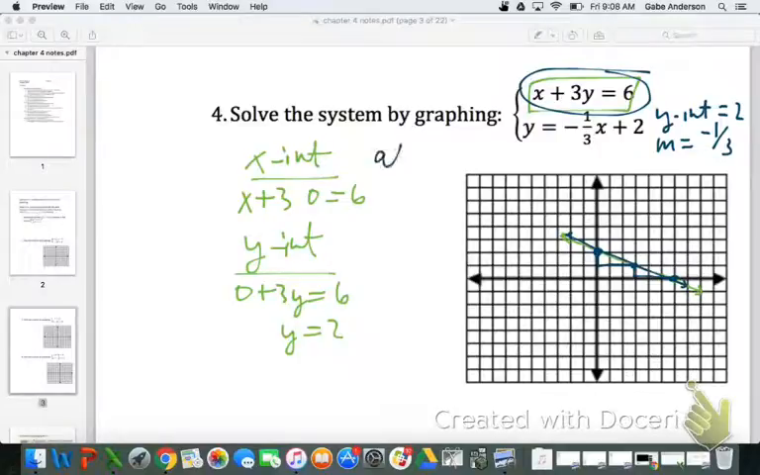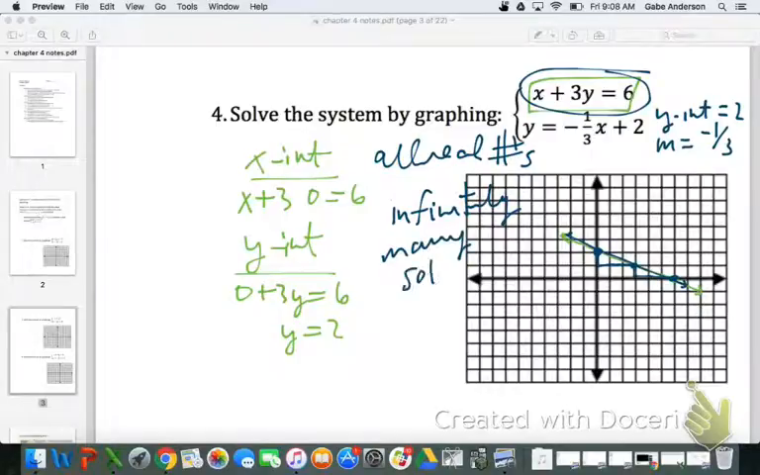So if you said all reals, all real numbers, or if you said infinitely many solutions, I'd be okay with that as well. Please don't put infinity, because infinity versus infinitely many solutions is a little different description.